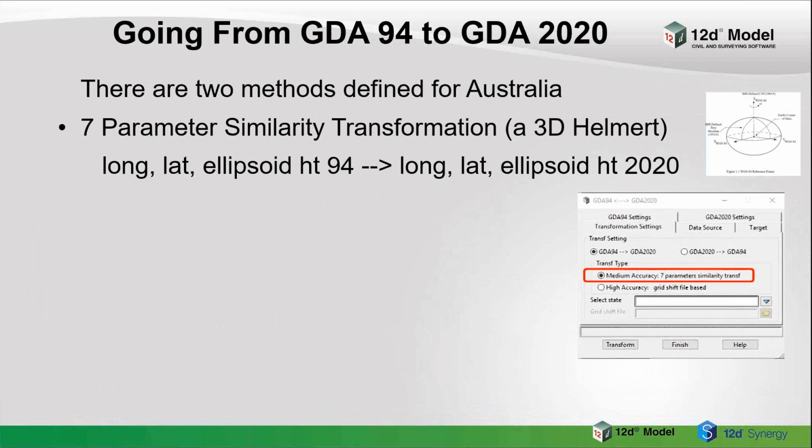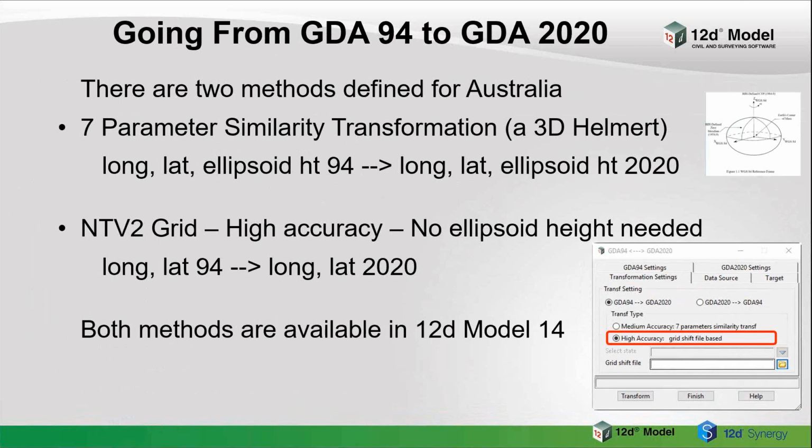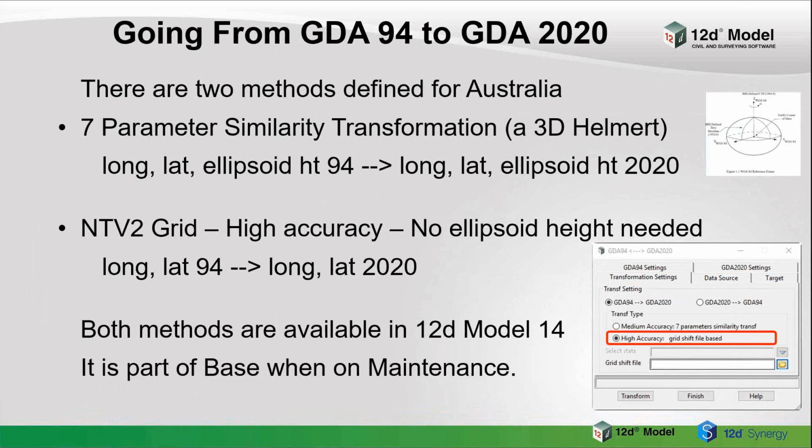The other thing that's available is this thing called an NTv2 grid, which is a grid of how the longitude and latitudes go, and you don't have to worry about your ellipsoid heights. So that is what they're now starting to release, and that's what most people will use. So you just have your long lat, and then your height will be in AHD, because that will stay the same. Both of these methods are available in 12D Model 14, and what we've done, if you're on maintenance, we're making it part of the base, whereas most of these things are part of the survey module. If you're on maintenance, these ones will be in the base so everyone can use them.